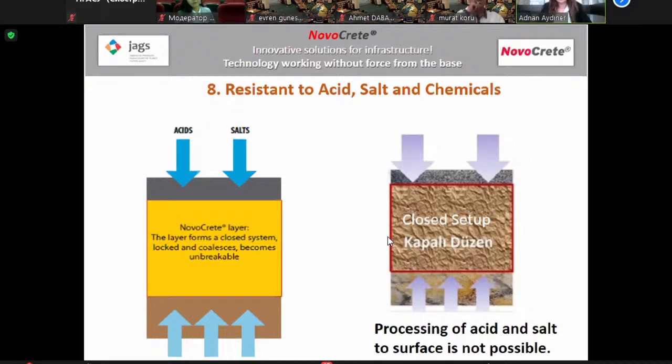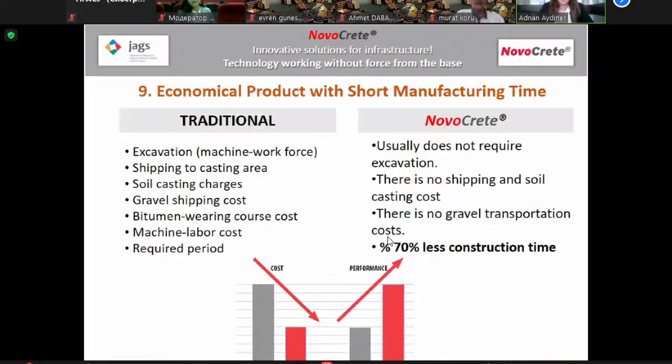You can see that in the left part, the NoCrate layer forms a closed structure and doesn't let any other substances get inside. And now, what is the advantage of using NoCrate? Compared to the traditional way, NoCrate is more cost effective.